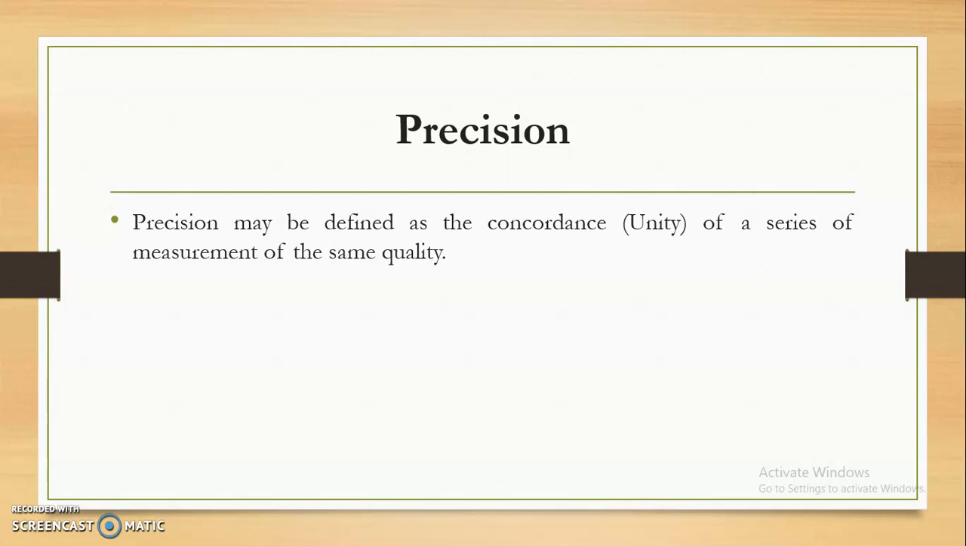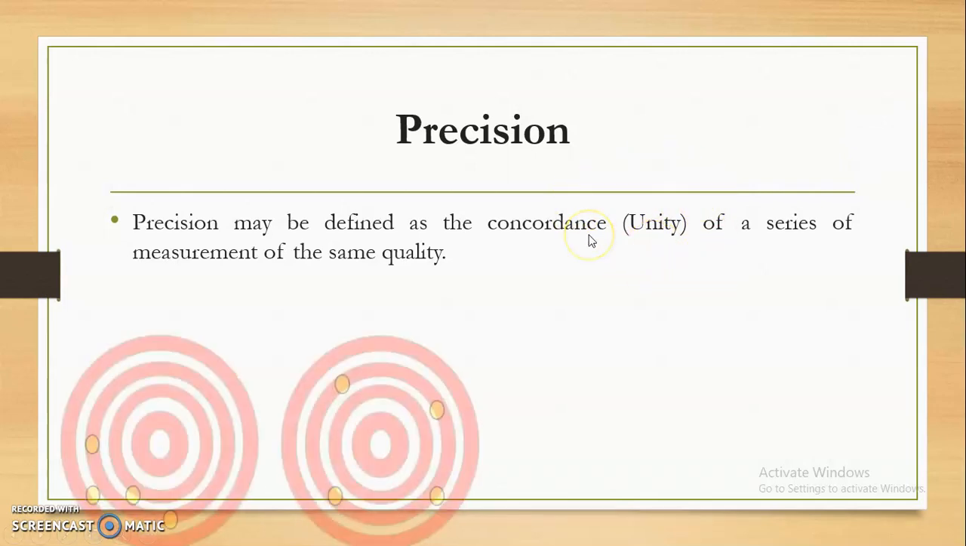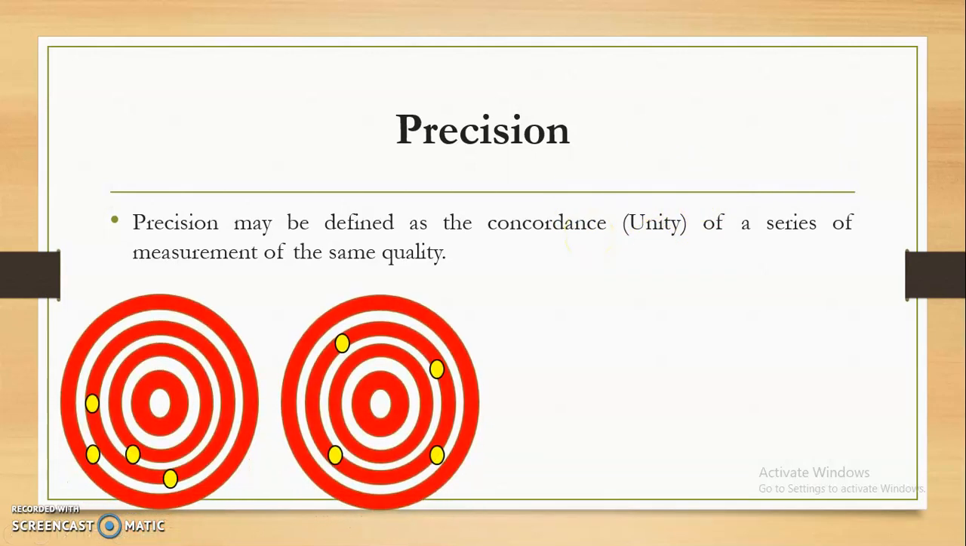So precision may be defined as the concordance of a series of measurements of the same quality. Concordance means the unity or the closeness. Now I will tell you, you may have played this particular game. Suppose we have to strike the center with the help of an arrow. That is nothing but our target. Here in analysis, our target is nothing but our true value. We have to achieve the true value.